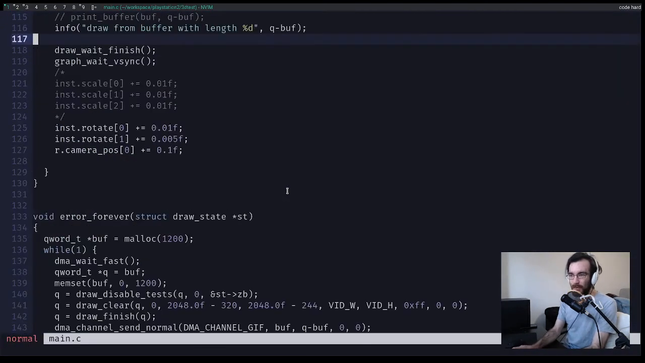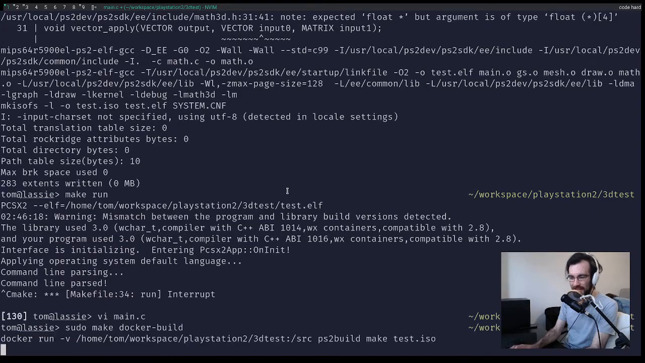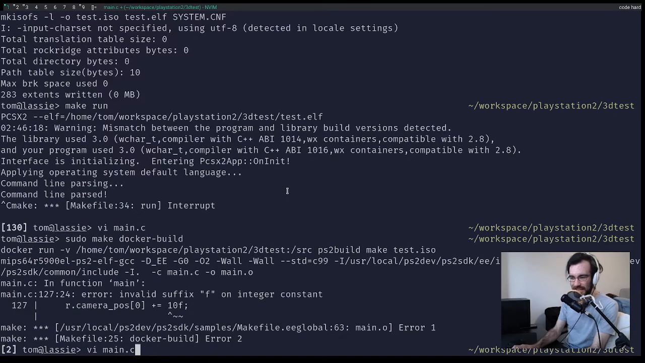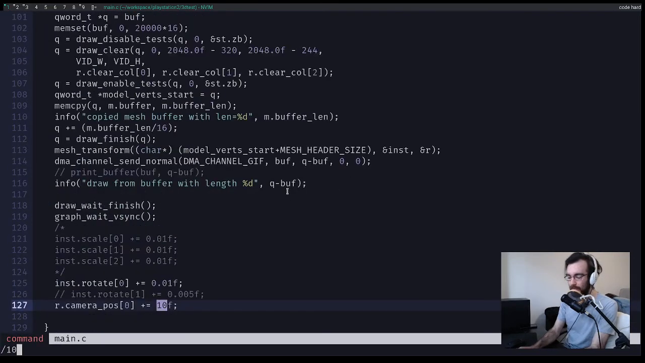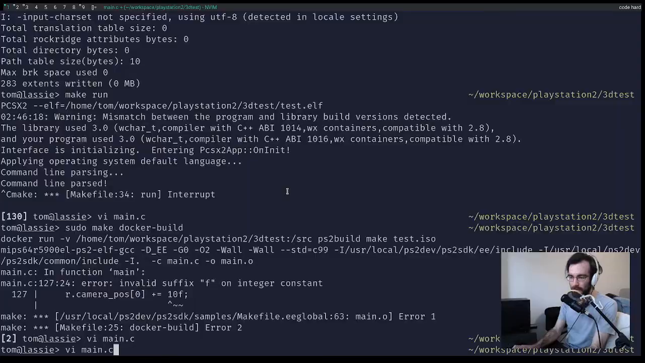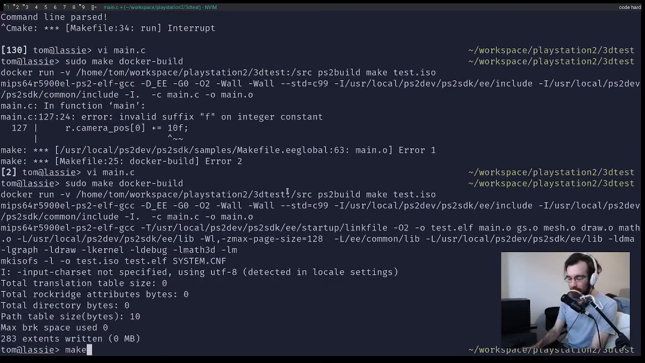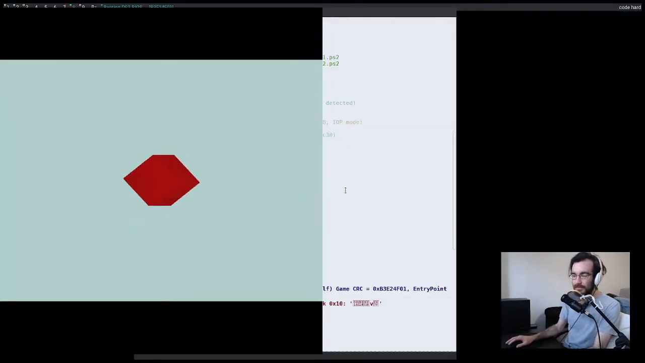Okay, so let's rotate on one axis. This is the jankiest way to test this imaginable, but let's rotate on one axis. Let's move a little bit faster. Yeah. C doesn't like that. Okay. So we're rotating on one axis here.